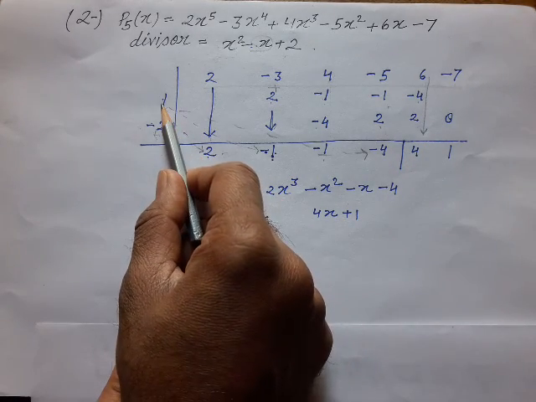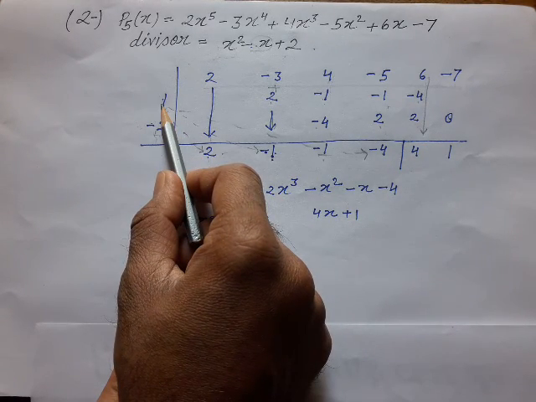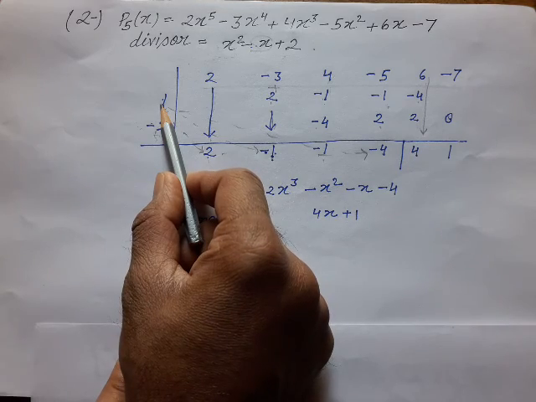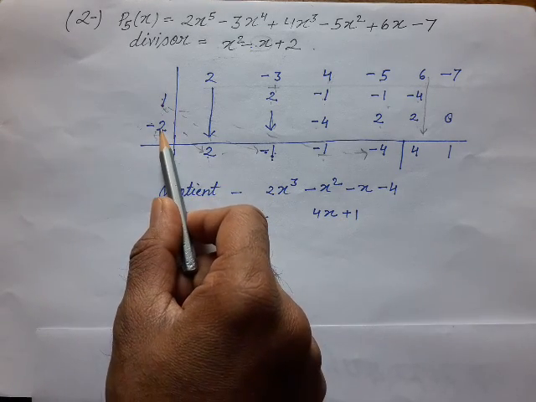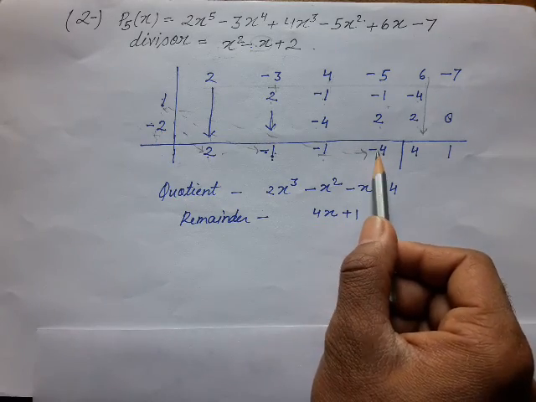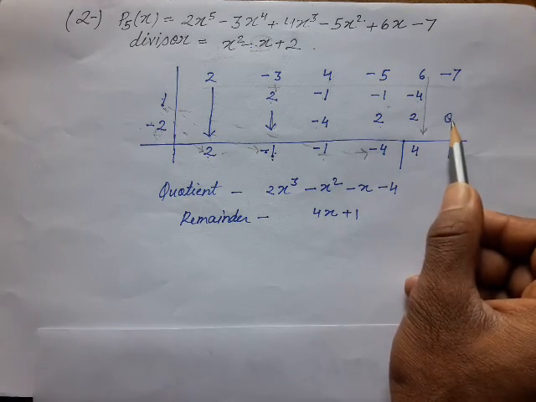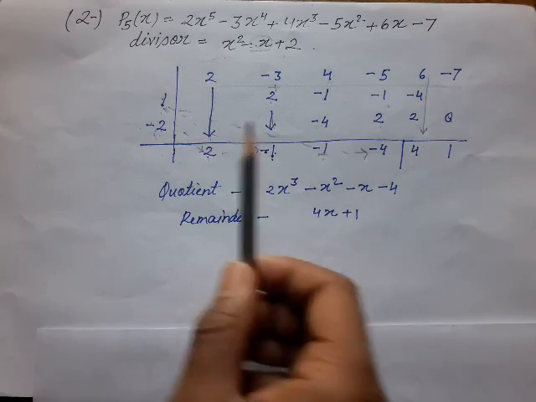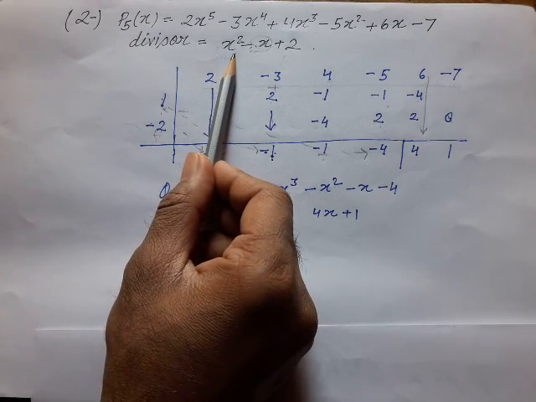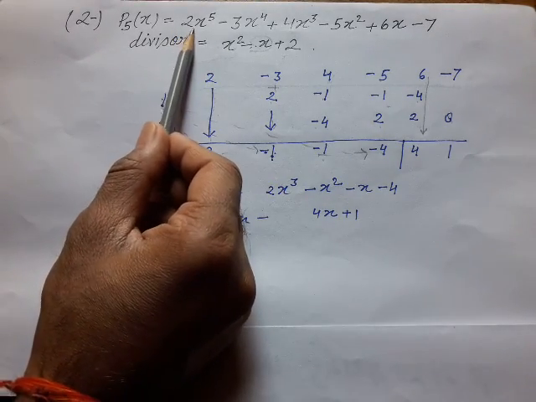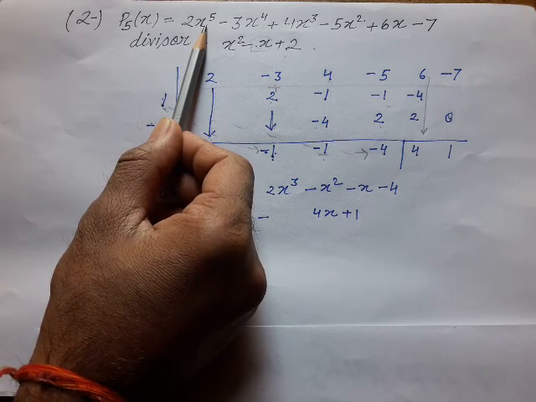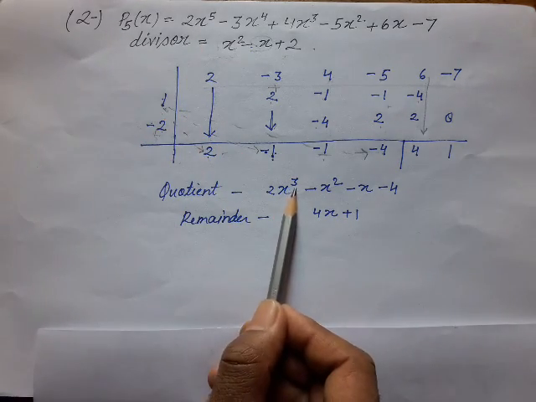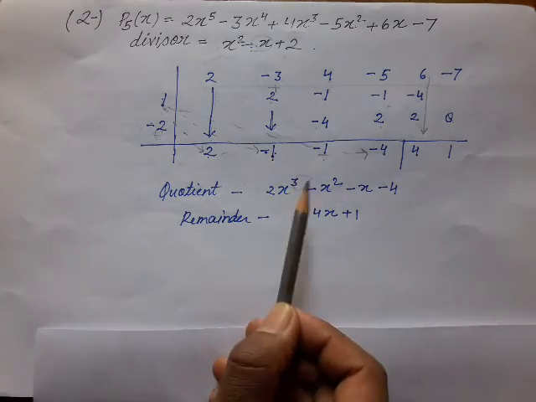On again multiplying here, which is not necessary, I will tell you why. Now again multiplying minus 2 to this minus 4, we get 8. So you can see that the divisor is a second degree polynomial, and the given dividend is of the power x to the power 5. So the quotient should be a 3 degree polynomial.